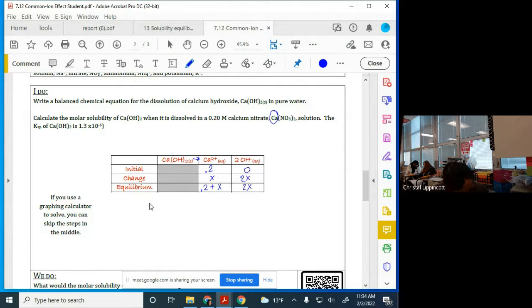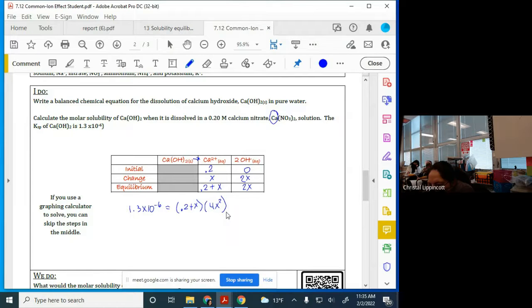So when we set this up, we're going to have our Ksp, which was given to us in the problem. That's going to equal 0.2 plus X times 4X. Oops, not 4X. Sorry. I guess if I want to do it in my head there, then I have to erase. 2X squared is 4X squared. Does that make sense? I just did that in my head instead of putting it out there.